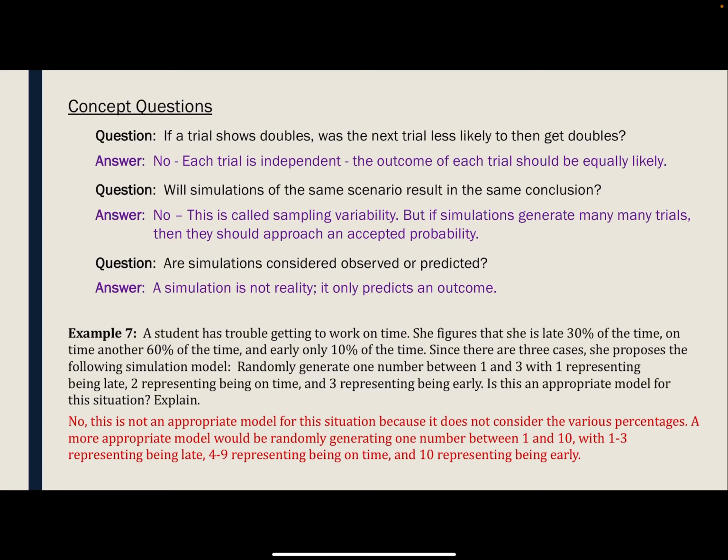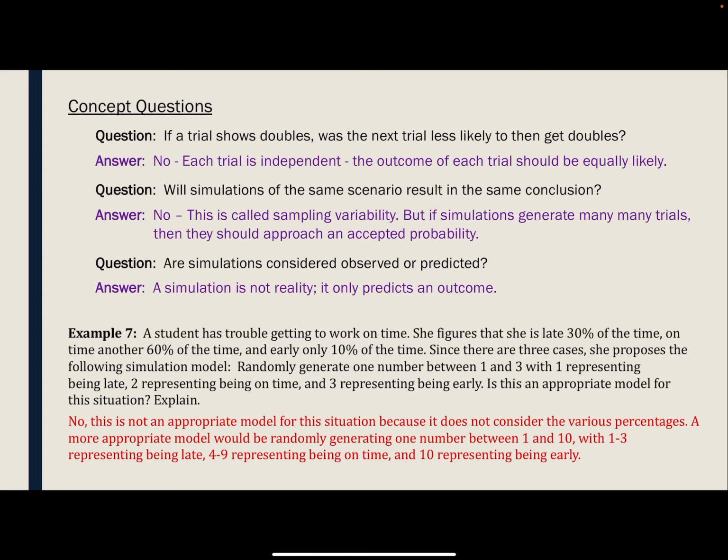All right, the next question. Will simulations of the same scenario result in the same conclusion? I think I emphasized this enough. No. Your simulation might have a slightly different conclusion than my simulation or somebody else's simulation, even if we set them up exactly the same way. This is why it's important to make sure that you're very clear on how you set it up and that you show your table really well.